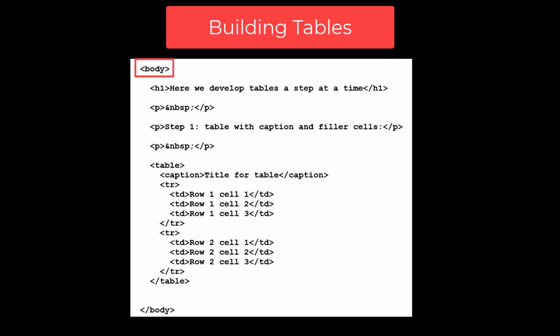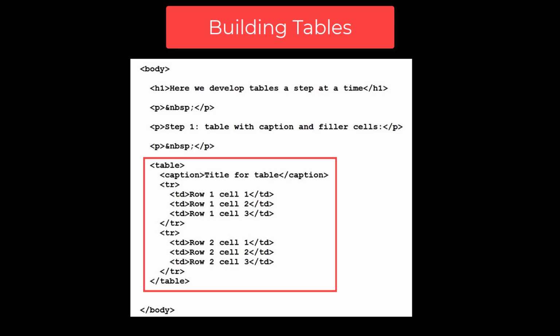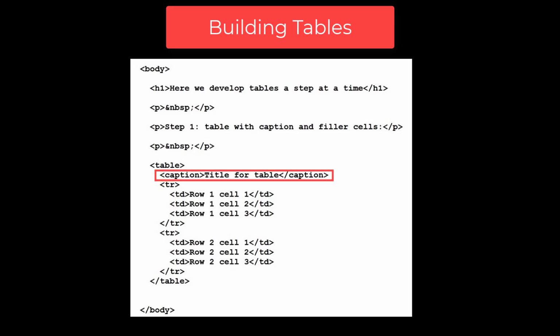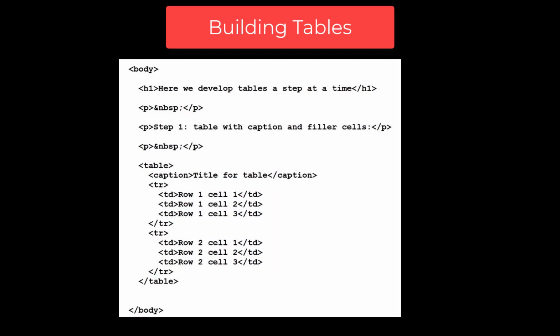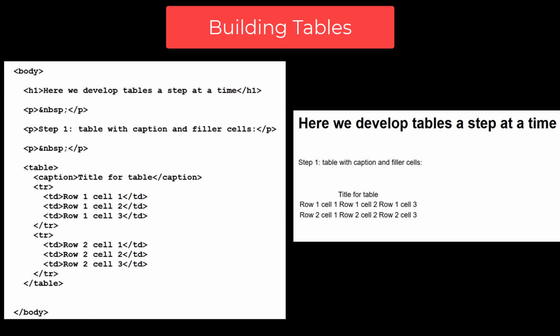Here we look at the body of an HTML page. It starts with an H1, "Here we develop tables a step at a time," and then a paragraph for spacing and another paragraph, "Step 1, table with caption and filler cells," and some more spacing. Now here's our table. Notice I've got a caption, and then I've got 2 rows, and each row has 3 cells. Generally speaking, you want the same number of cells in each row. And this just says row 1, cell 1, row 1, cell 2, and so on. And there's the end of table and the end of the body. And it shows this way.